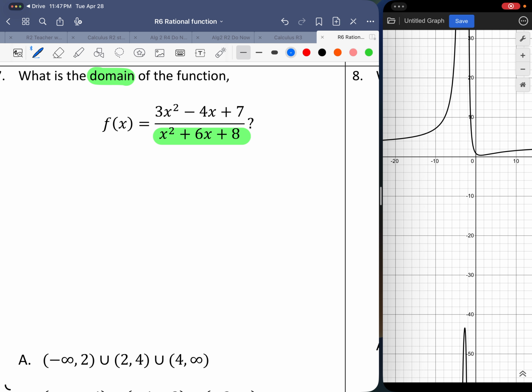Now, do you see x squared plus 6x plus 8? That one, you really have to do by hand, by factoring it. 8 and 6.